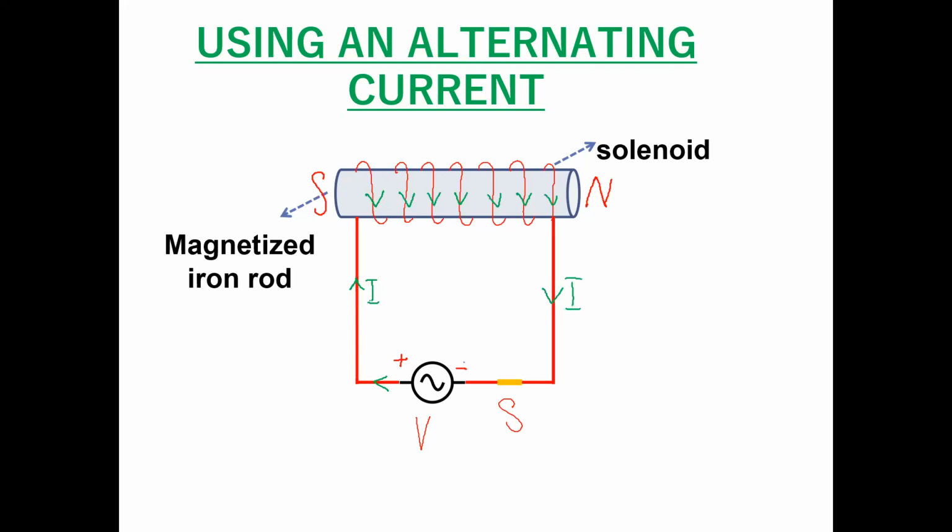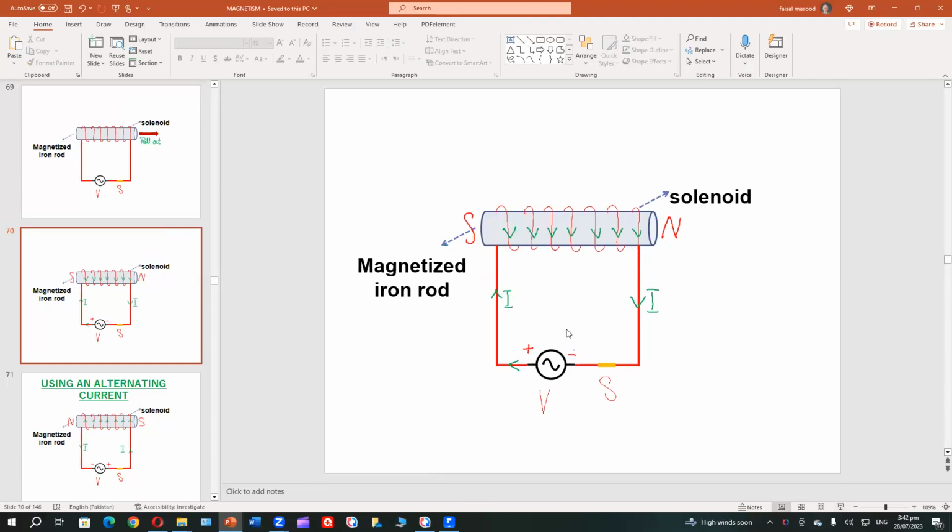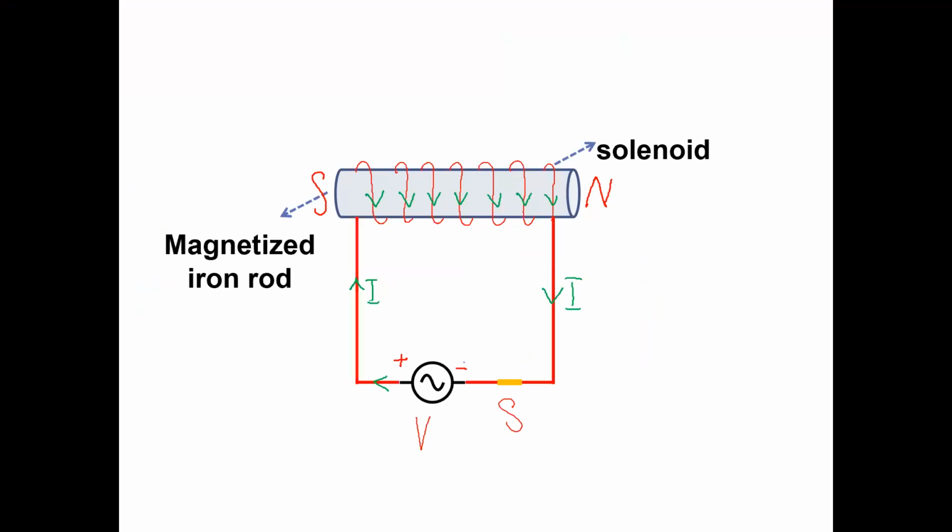So now write under it, close the switch, and gently remove the magnetized iron rod. It will be demagnetized.